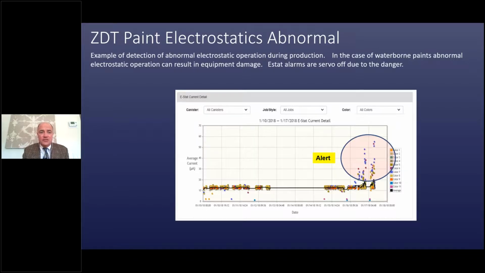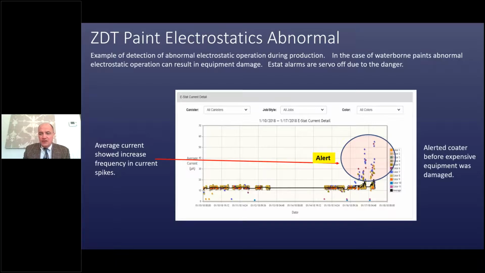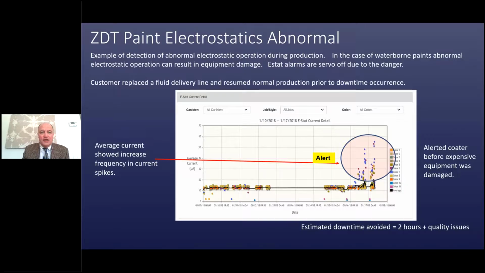Obviously, that's a huge issue. It can result in damaging the equipment. It will literally shut down the servo motor on a paint robot if that failure mode is detected. And so it gets really, really expensive. Well, this algorithm basically was tracking the data and realized that there was an increase in current spikes. And so they were able to alert the coder before the equipment was damaged. And the customer, the coder, replaced a fluid delivery line and resumed normal production prior to downtime occurring. Saved 2 hours of downtime on the paint line.